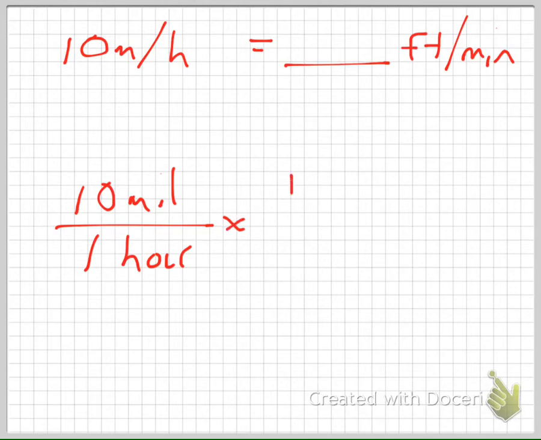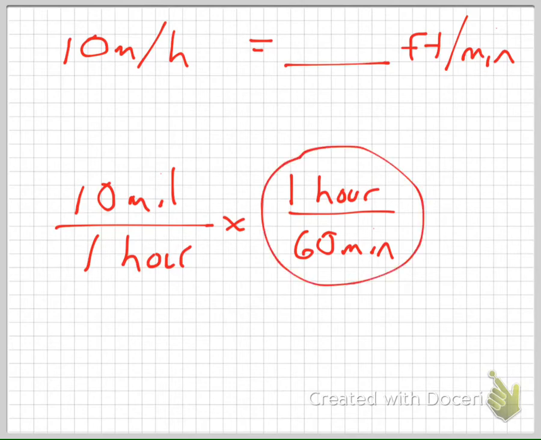I'm going to put down that 1 hour is 60 minutes. Do you see what I'm saying there? Do you see what I did? What is 1 hour over 60 minutes really? It's just 1. Isn't 1 hour over 60 minutes 1? So I'm not changing this at all. I'm just moving stuff around.